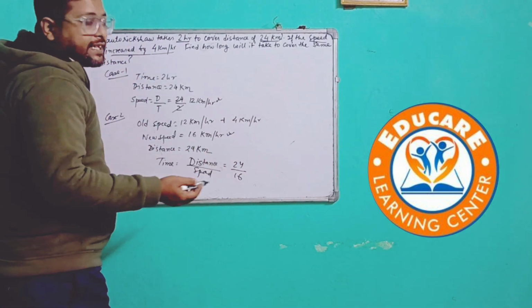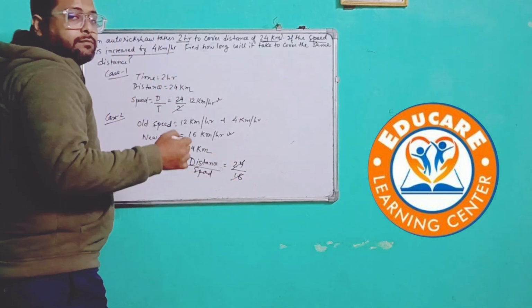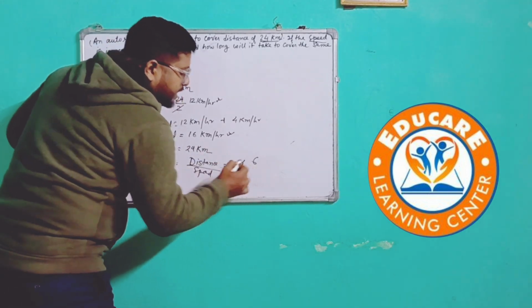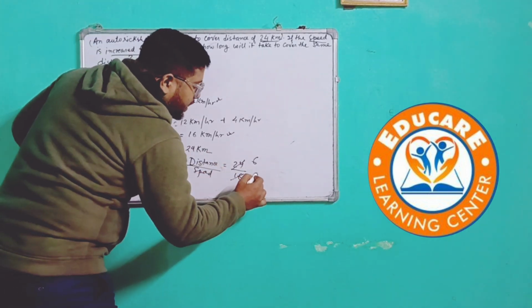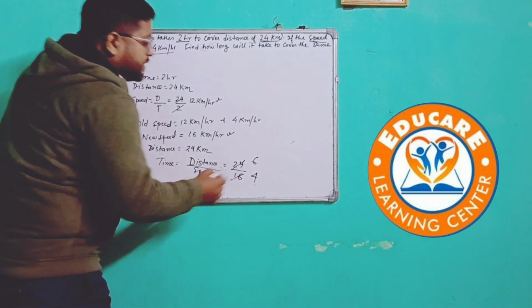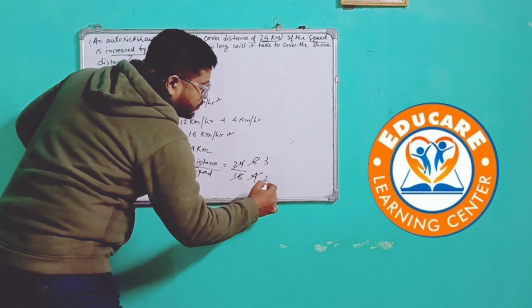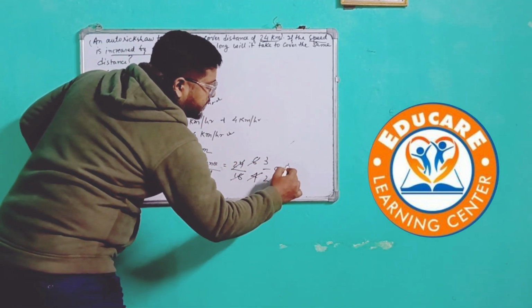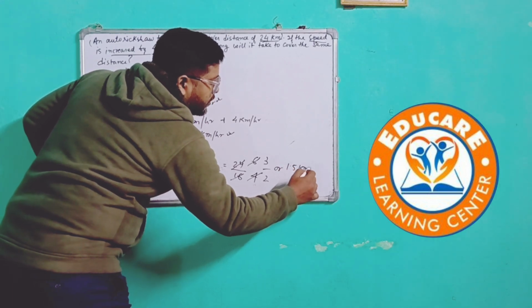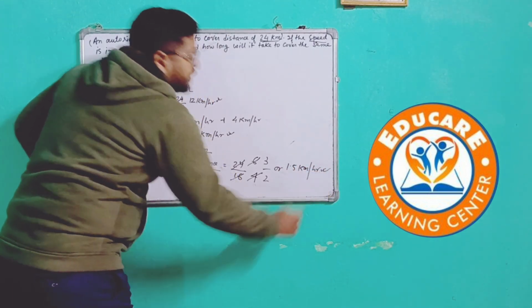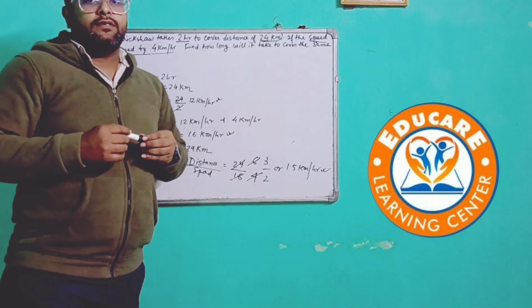So now if we start cancelling, if we cancel by using 4, 4 sixes are 24 and 4 fours are 16. Now if we cancel by using 2, we get 3 and this is 2. So 3 by 2, or it is 1.5 hours, and this is our final answer. Done.